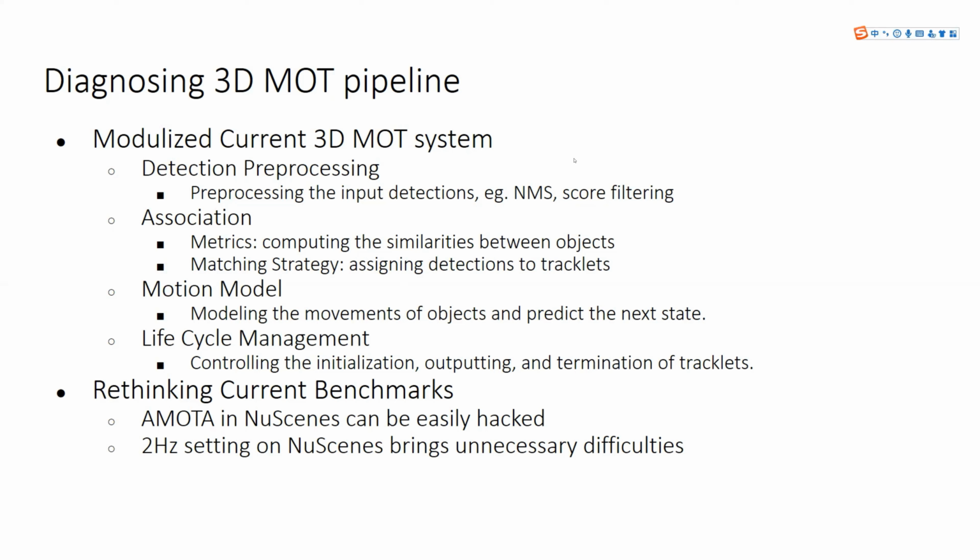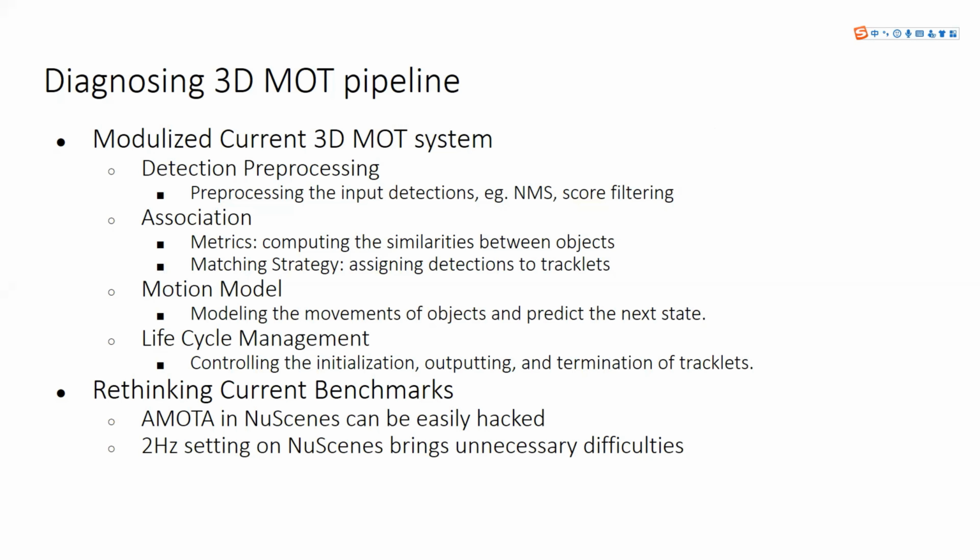The last one is lifecycle management. Actually, almost nobody mentioned this part in MOT papers, but from our experience, it's a very important component to maintain a good tracker system. It controls the initialization, the output or not, and the termination of a tracklet. Currently, this part is very heuristic. There's no principled way to improve this management. So we think there is a lot of work that can be done in all these 4 components.